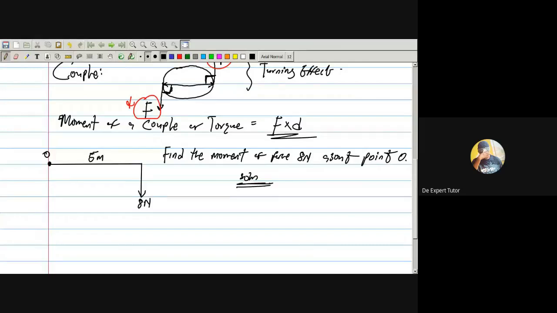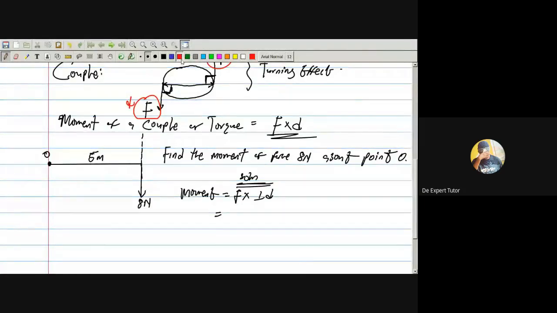Now, please pay attention. How do we find the moment of this force 8 Newton about point O? It's very simple. Now, see what you are going to do here. You see, pay attention that moment is equal to force times perpendicular distance. And if you observe, look at my force here. Now, the question is this. What is the distance of 8 Newton? Or I would say, what distance of the line of action of this force and this point O?